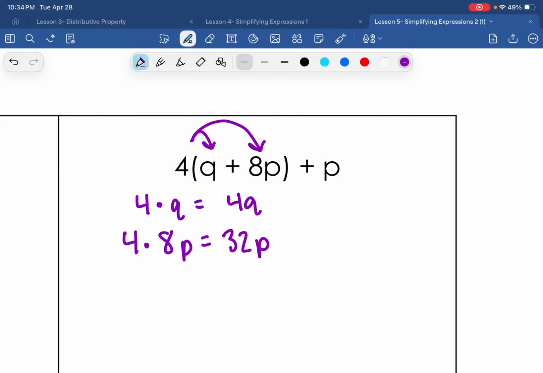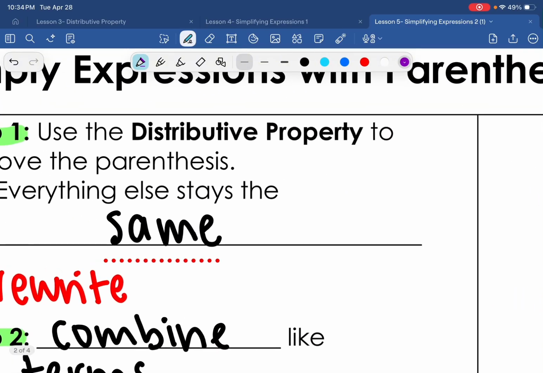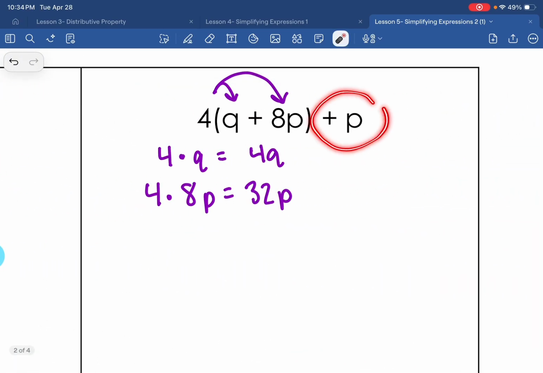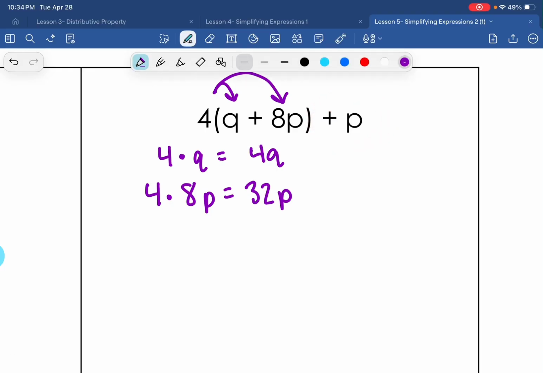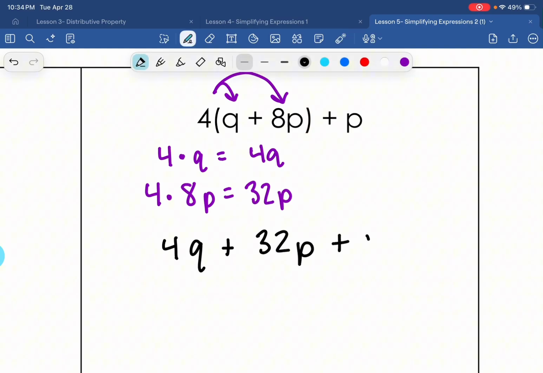Now remember in the steps, it says that everything else stays the same. So that p over here just stays the same. So when I rewrite it, I just add it to the end. So I'm going to have 4q plus 32p, and then this stays the same, so I'm going to bring it down. So I have plus p.